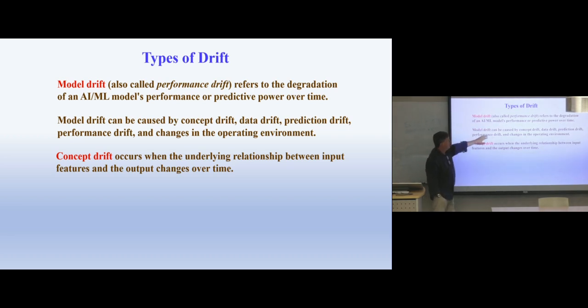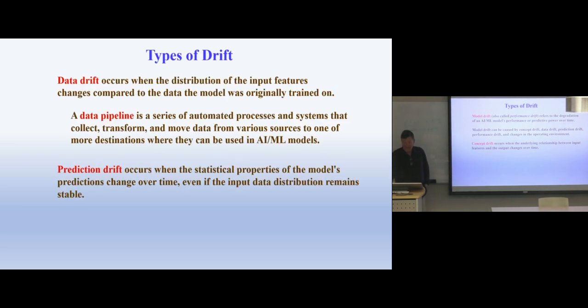Then you've got these different kinds. This is what you've got here: model drift, degradation, concept drift, data drift, prediction drift, and performance drift. Then, last but not least, changes in the operating environment. Now, this will happen regardless of what you do. So concept drift, this is where you've got the change in the underlying relationship. Okay, you've got your input features, you've got some output variable that you're trying to predict, and the underlying relationship actually changes. We'll be coming back to that.